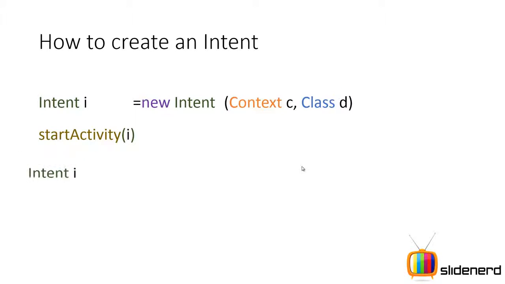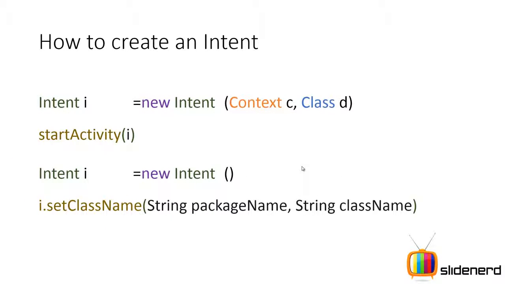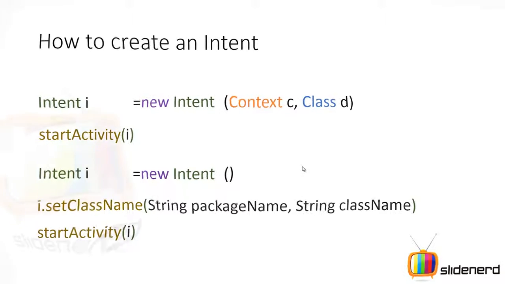So let me actually show you the other way of doing that. I can also say Intent i = new Intent with an empty bracket, alright, and then I can set the package name and the class name of that activity that I want to call. I can do that by saying i.setClassName(String packageName, String className). So here I will explicitly specify who I want to call, alright, and next I'll say startActivity(i). It's gonna work the same way.